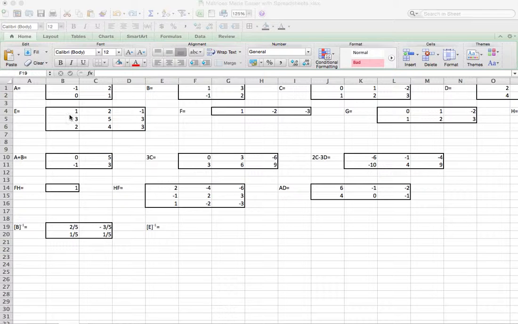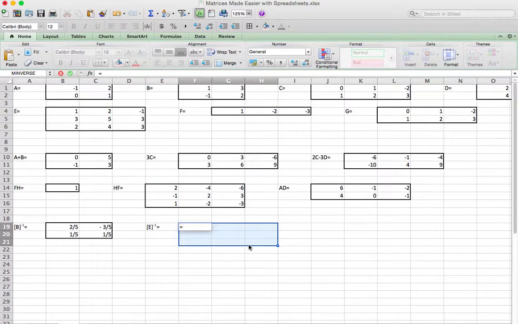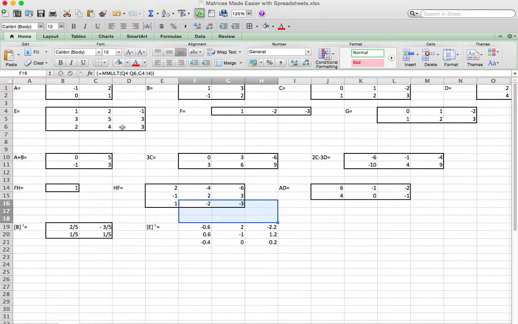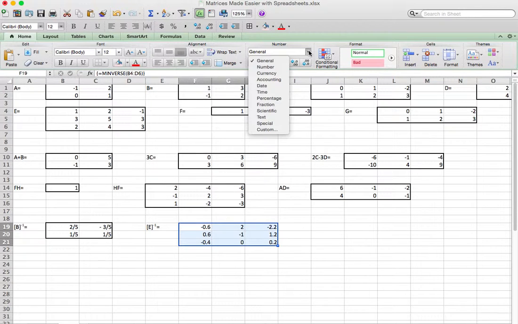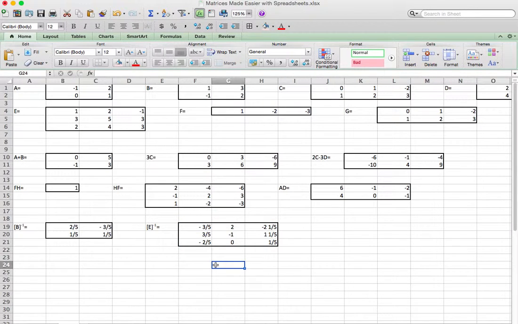So right now we're using Excel. So again, we're going to have the same dimensions as matrix E. So I'm going to highlight 3 by 3, equals, and we're going to go matrix inverse, highlight matrix E, Command Shift Enter. I'm going to change these to fractions, and then I'm going to highlight around the edge, and there is the inverse of matrix E.